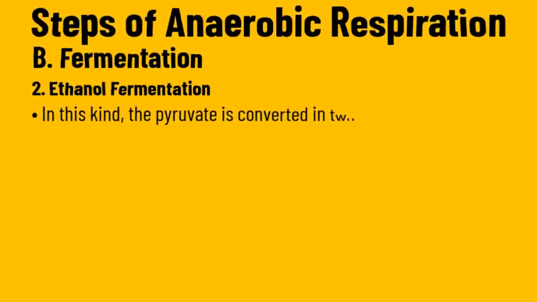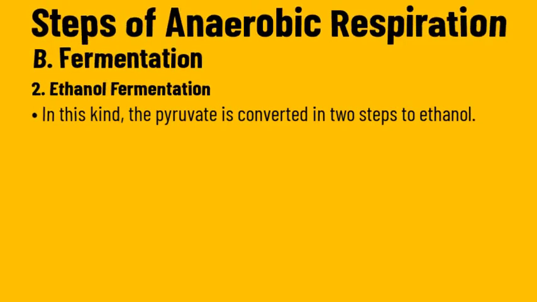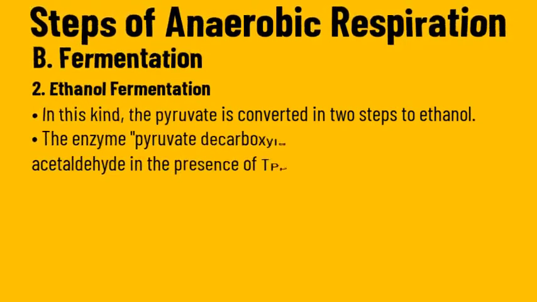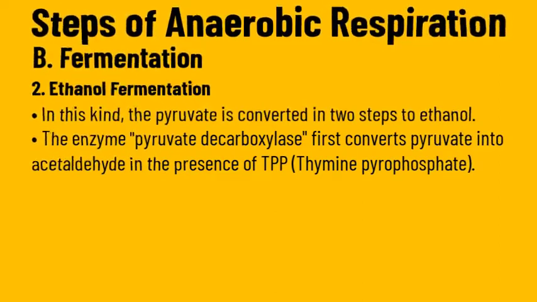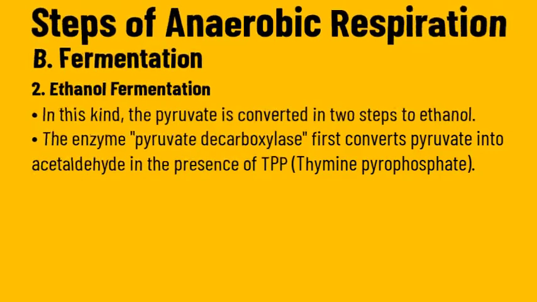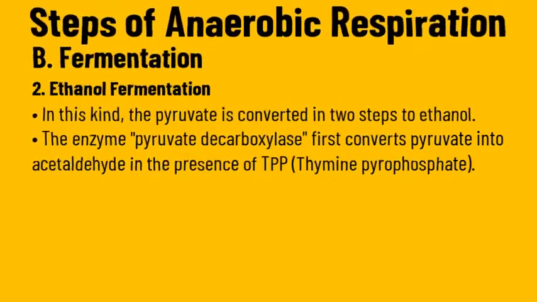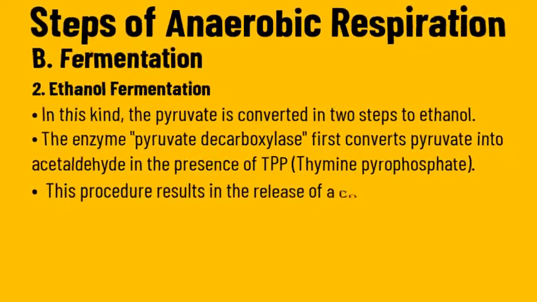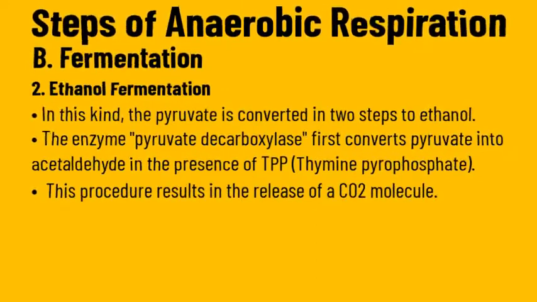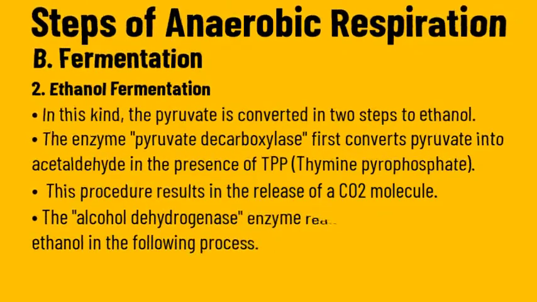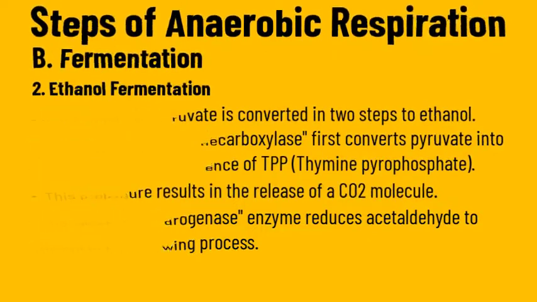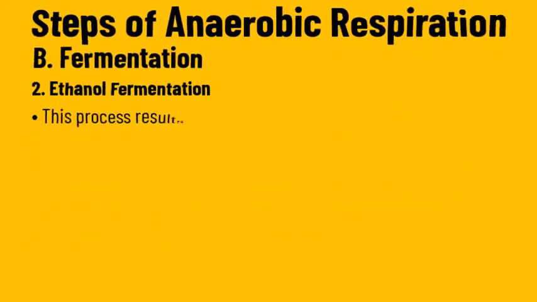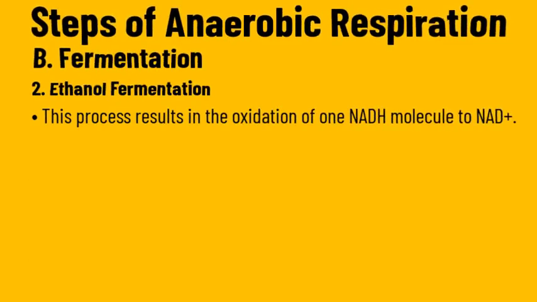In this kind, the pyruvate is converted in two steps to ethanol. The enzyme pyruvate decarboxylase first converts pyruvate into acetaldehyde in the presence of TPP, thiamine pyrophosphate. This procedure results in the release of a carbon dioxide molecule. The alcohol dehydrogenase enzyme reduces acetaldehyde to ethanol in the following process. This process results in the oxidation of one NADH molecule to NAD+.